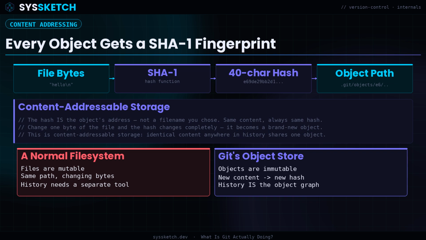It means Git can instantly tell if 2 files are byte identical anywhere in your history. Same content always produces the same hash. It also means Git objects are immutable. You never edit an object, you create a new one and point to it instead.